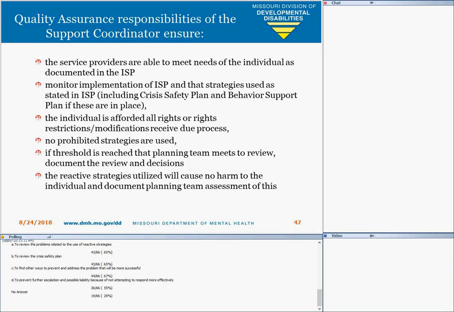The service coordinator or support coordinator is making that extra check to make sure that prohibited strategies are not used, and that if the reactive strategy threshold is reached, the planning team meets to do the review that we just discussed. They're also assuring that restrictive reactive strategies, if used, cause no harm to the individual, and documenting the planning team's assessment of this.